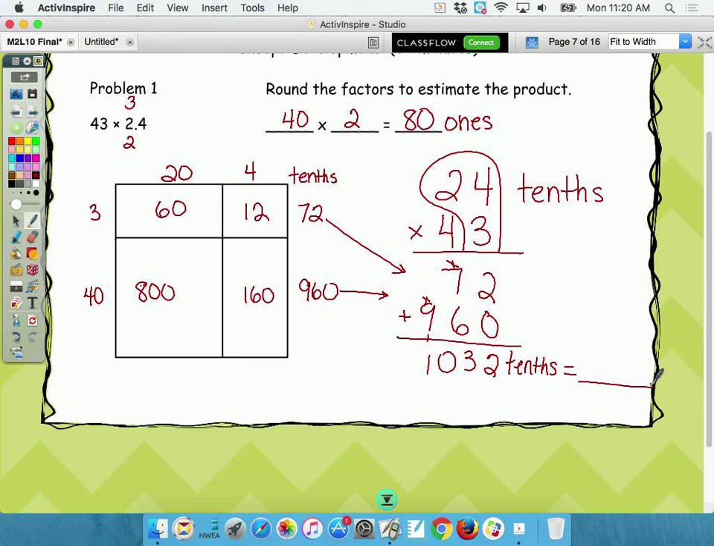Okay, so if my answer is 81s, where's the logical place to put the decimal? Jaden, what do you think? Between the 3 and the 2. That would give us 103 ones and 2 tenths.